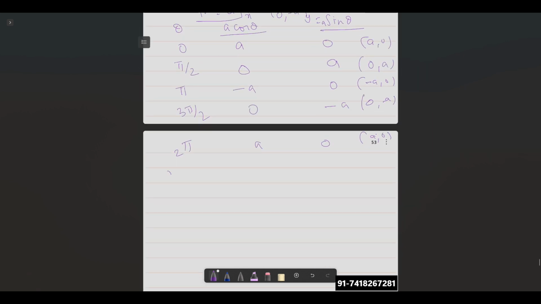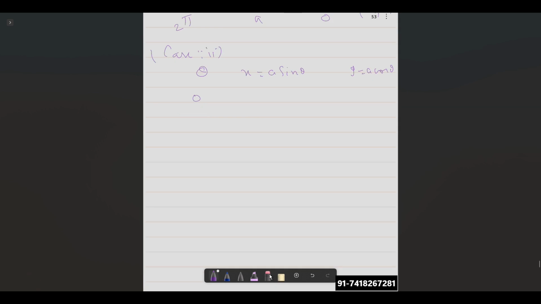The second case, case 2, given is x equal to a sin theta, y equal to a cos theta. If that is so, what will happen? If your angle is theta, in this case you can draw your diagram like this.